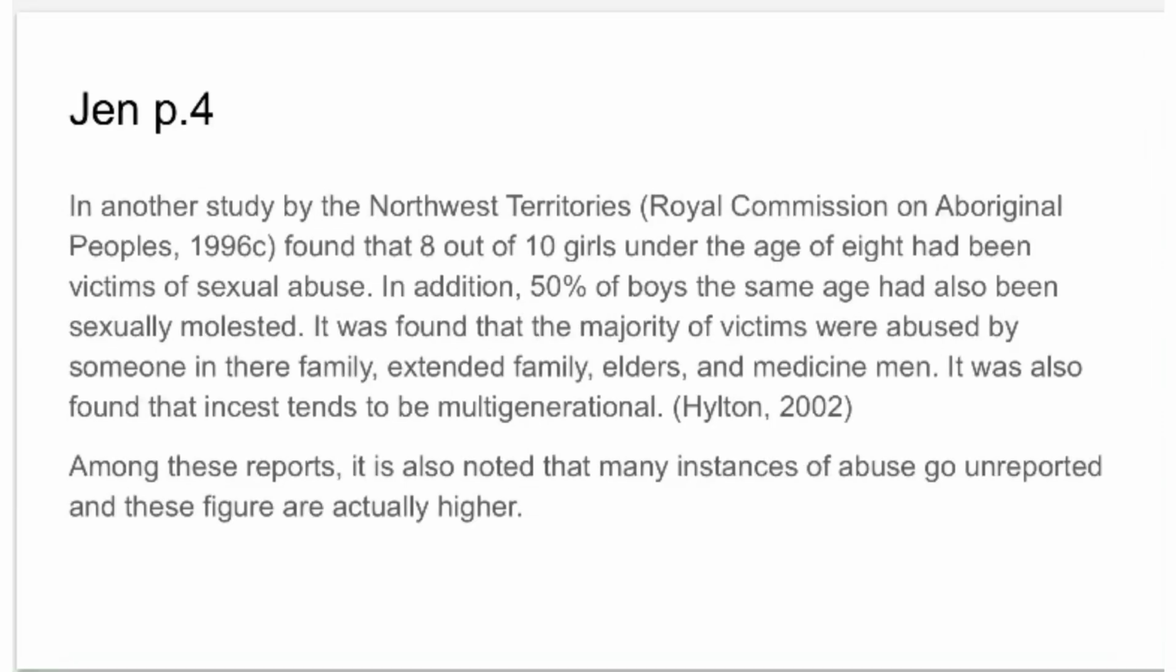In another study by the Northwest Territories, the Royal Commission of Aboriginal People found that 8 out of 10 girls under the age of 8 had been victims of sexual abuse. In addition, 50% of boys the same age had also been sexually molested. It was found that the majority of victims were abused by someone in their family, extended family, elders, and medicine men. It was also found that the incest tended to be multi-generational. Among these reports, it is also noted that many instances of abuse go unreported, and these figures are actually higher.